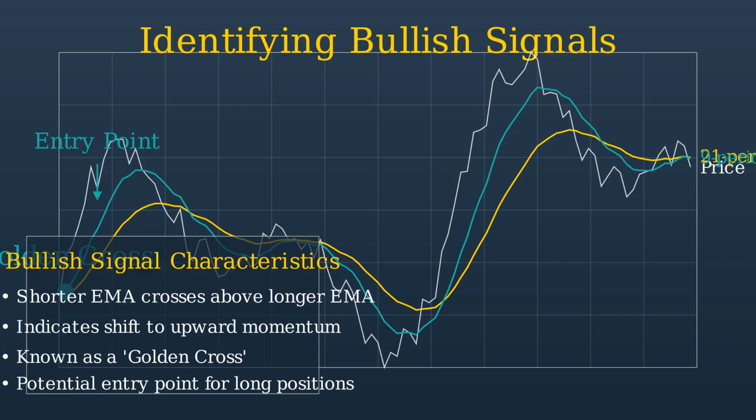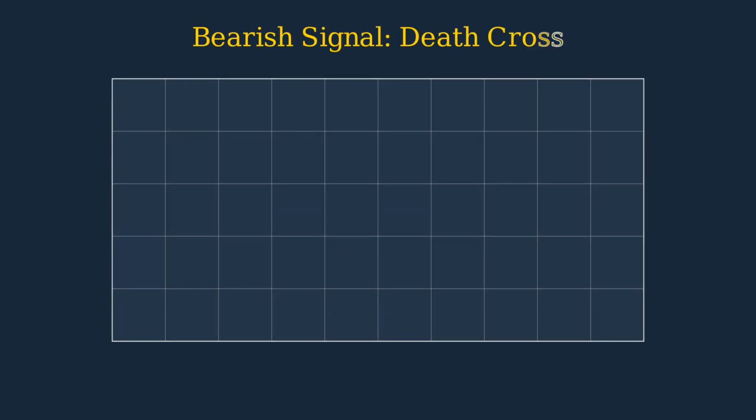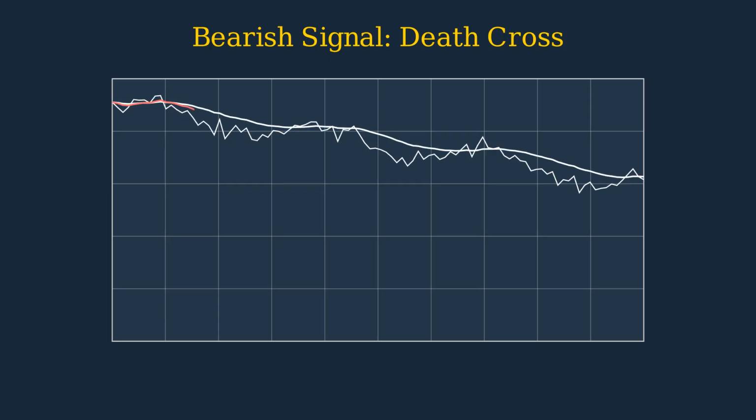The most reliable golden cross signals often occur after a downtrend, indicating a potential reversal and the start of a new uptrend. In the world of technical analysis, identifying bearish signals is crucial for timing market exits or establishing short positions. A key bearish signal in the double EMA strategy occurs when the shorter period EMA crosses below the longer period EMA. This bearish crossover is commonly referred to as a death cross and is a significant warning sign for traders.